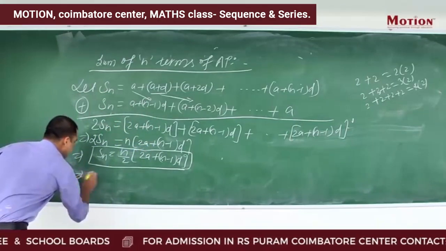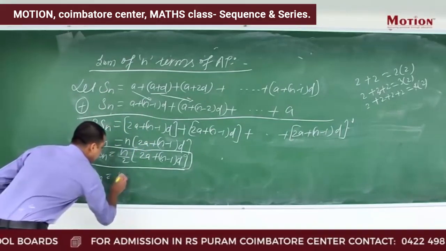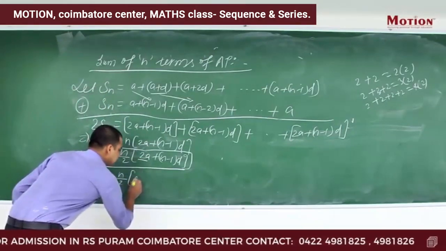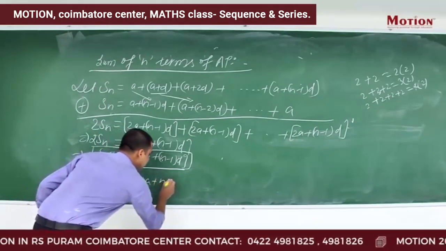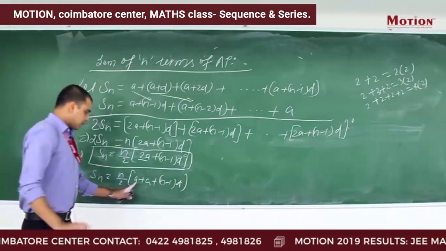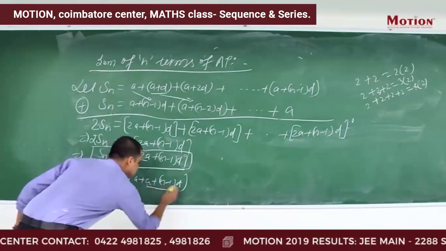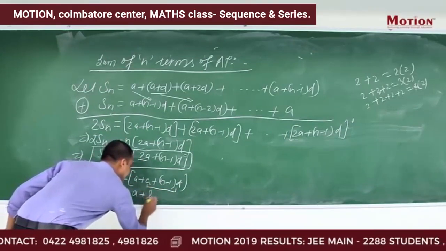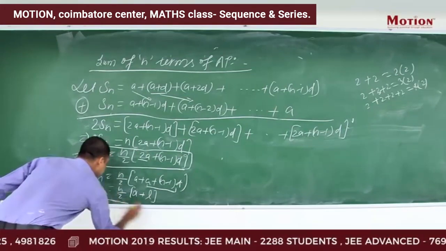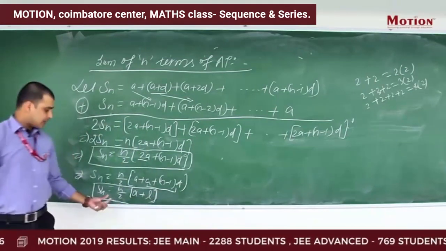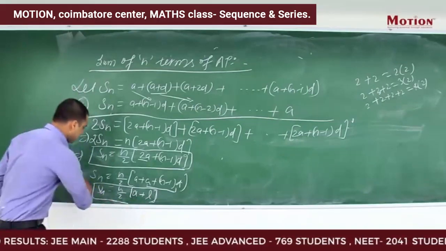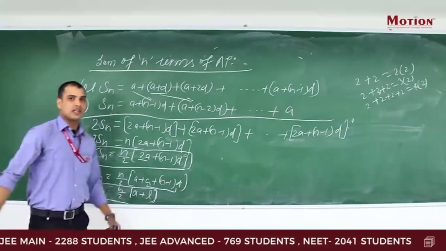Another one you can do in this way: Sn is equal to n by 2, and 2A we can write as A plus A plus n minus 1 into D. Here A plus n minus 1 into D is the last term, so we can say Sn is equal to n by 2 into A plus L. This means if the last term is given, then we will use this formula. Otherwise, the previous formula is sufficient. Okay, thank you.